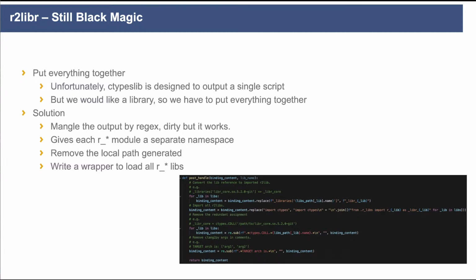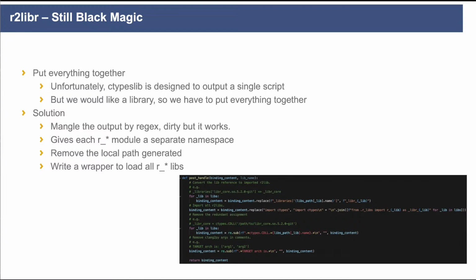After we generate the bindings, we have to put everything together. Unfortunately, ctypeslib is designed to output a single script. For example, you have a header and a source file, it just generates that script, and you can only use it with that script. But we would like a library. For example, you import libbar and you get everything. So we have to put everything together. My solution is to mangle the output by regular expression. Yeah, it's ugly, I know it's ugly indeed, but it works.